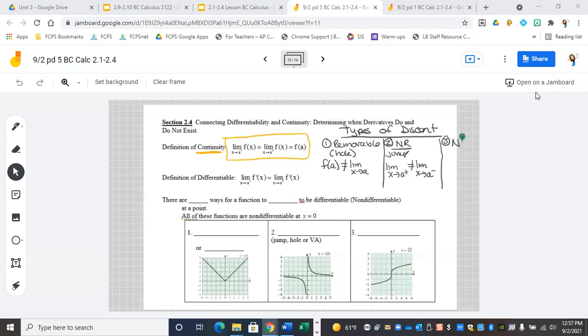Another type of non-removable is your infinite, still part of the category non-removable. This is when you have a vertical asymptote at that particular x value. So a is going to be undefined, but it's not a hole. You've got a vertical asymptote. So those are your three types of discontinuity.